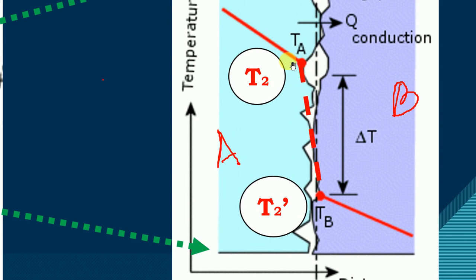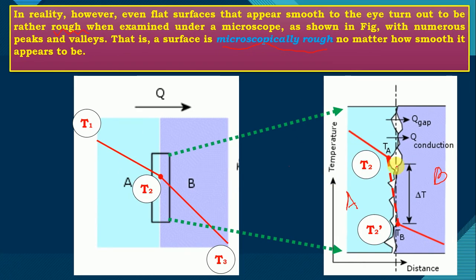So heat from A first of all goes to the air, and from air it will go to B. In between, the extra resistance of air has been added, and because of the addition of extra resistance, what has happened? The temperature drops. Temperature drops from what? T2 to T2 dash. Previously we assumed that there is no drop in temperature. So here we can see that there is no drop in temperature.